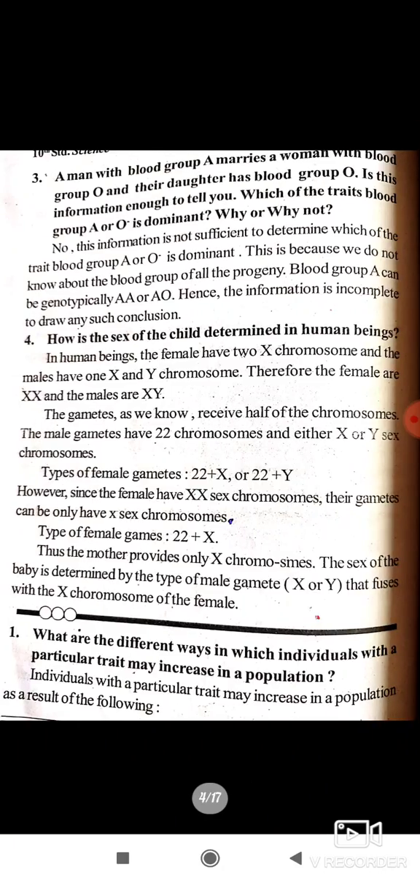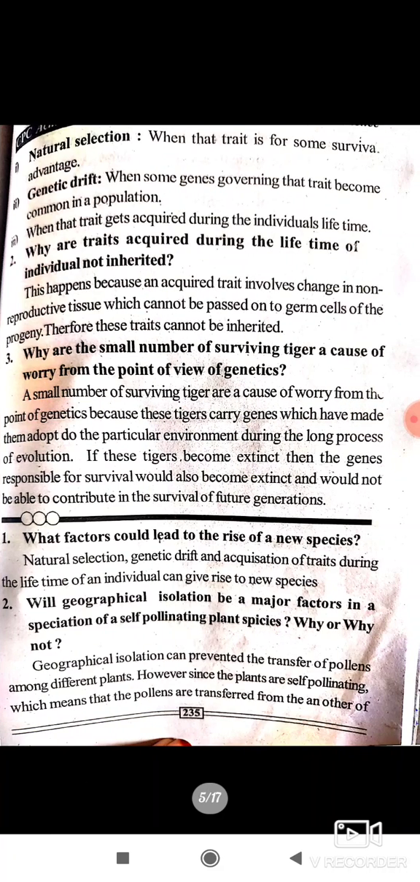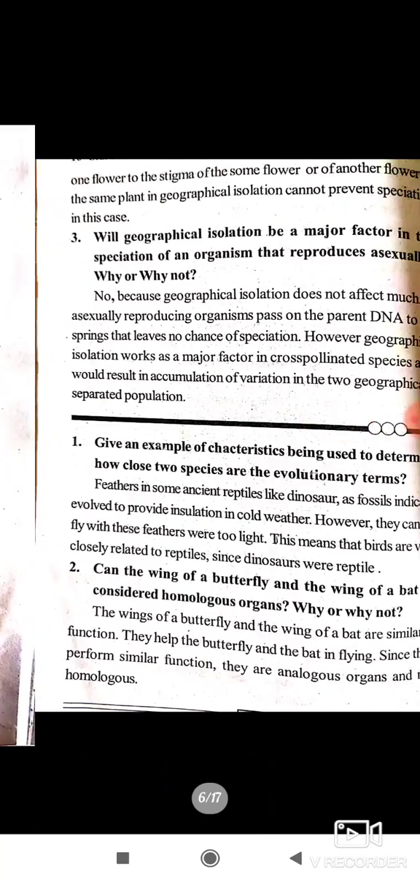What are the different ways in which individuals with a particular trait may increase in a population? Individuals with a particular trait may increase in a population as a result of natural selection, when the trait gives some survival advantage, or genetic drift, when some genes governing that trait become common in a population.